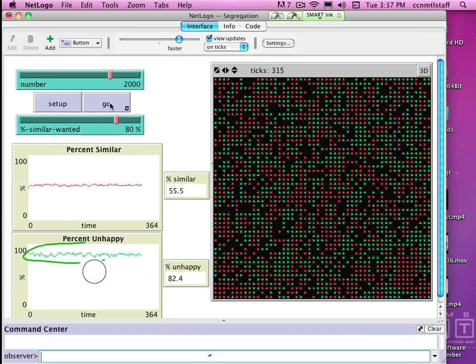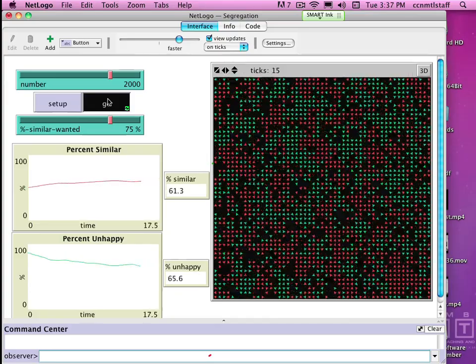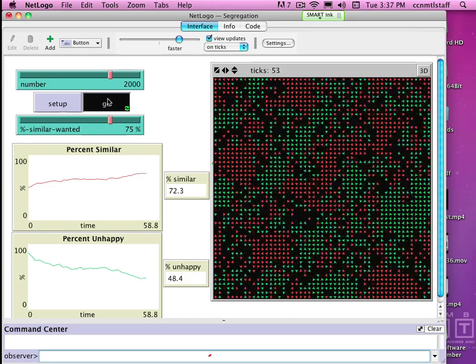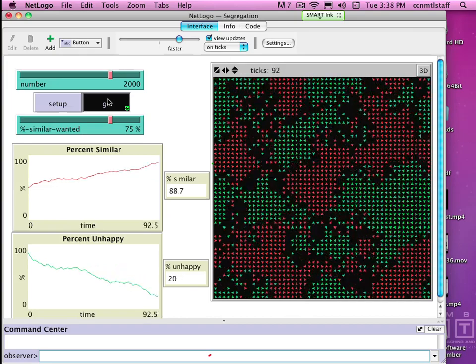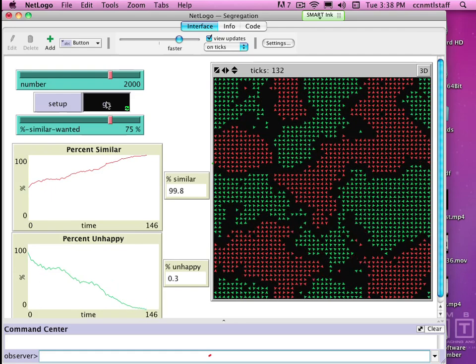So there's one more interesting feature of this model, which is what we call a tipping point. So we already did 75%. Let's just do a 75 one more time. You can see we know it takes a little while, but we end up with really large clusters. We let that go. Okay, that's just about finished.